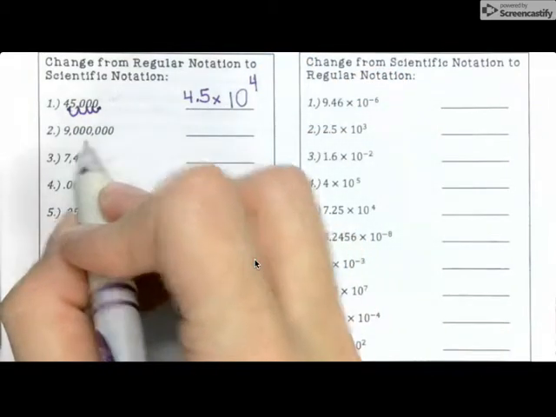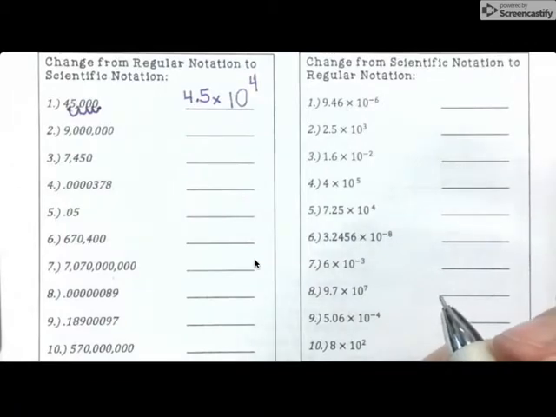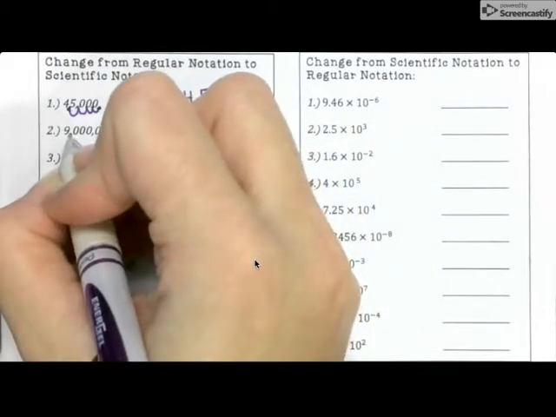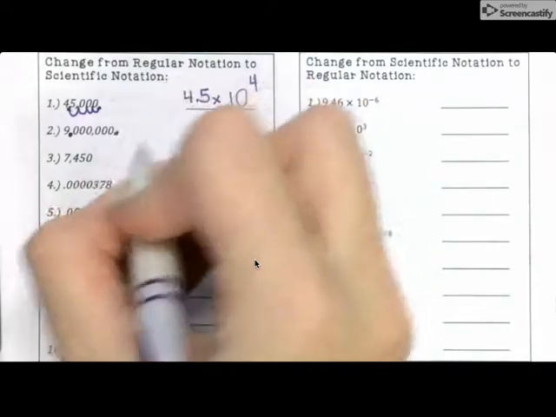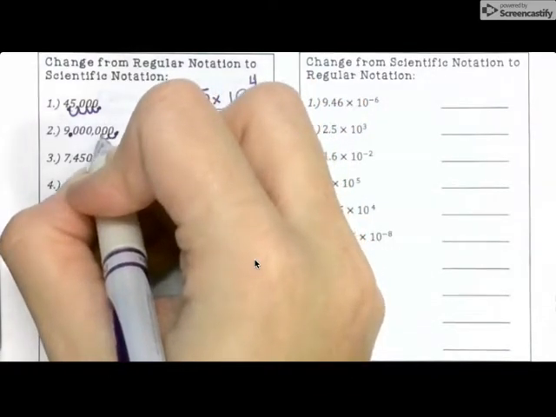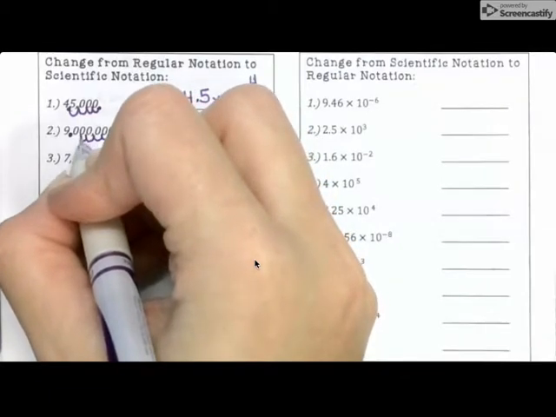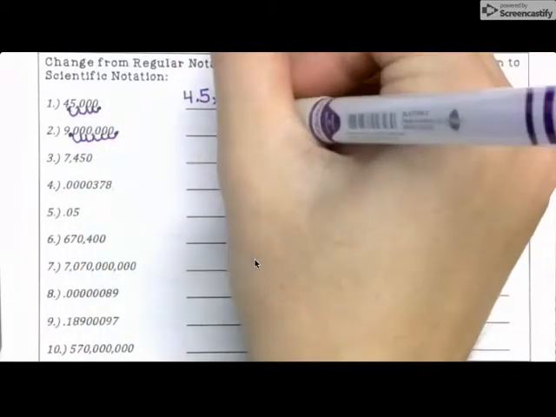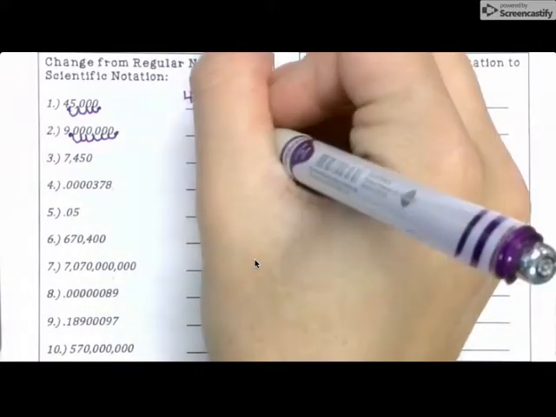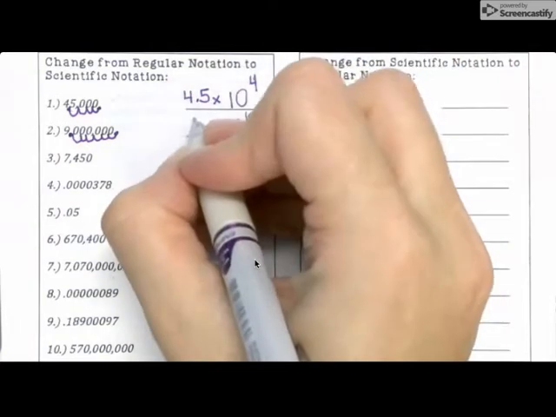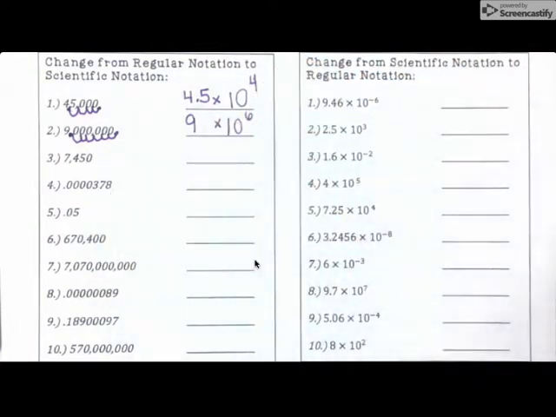Okay? For this one, what number do I want it in between? The 9 and the 0. So I put it here. Where does it start at? Here. So I move it 1, 2, 3, 4, 5, and 6. So I have 10 to the positive 6 times, and you could either put 9.0 or just 9. Either answer is perfectly fine.